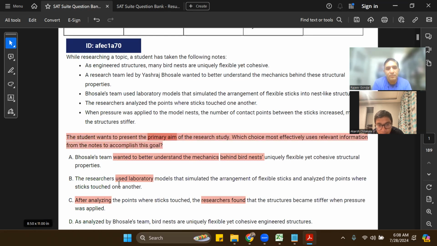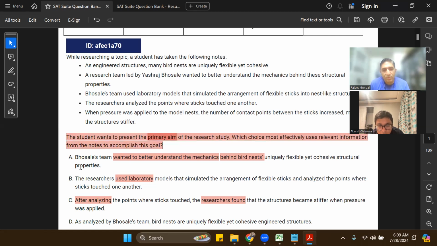They want to show the primary aim of this research study, sir. Primary aim, okay. And now I want you to read option A. Can this be an answer? Is it possible? Yes, sir. It can be an answer. Can it be B? No. Can it be C? No. Can it be D? No.